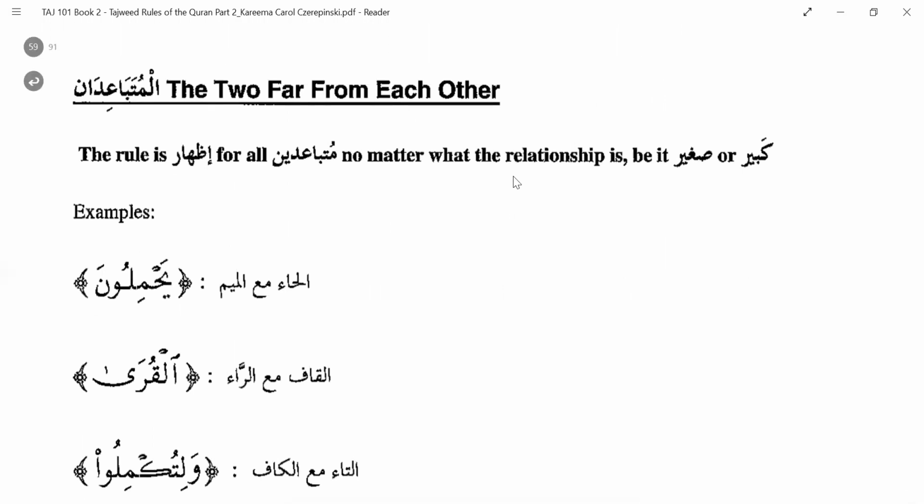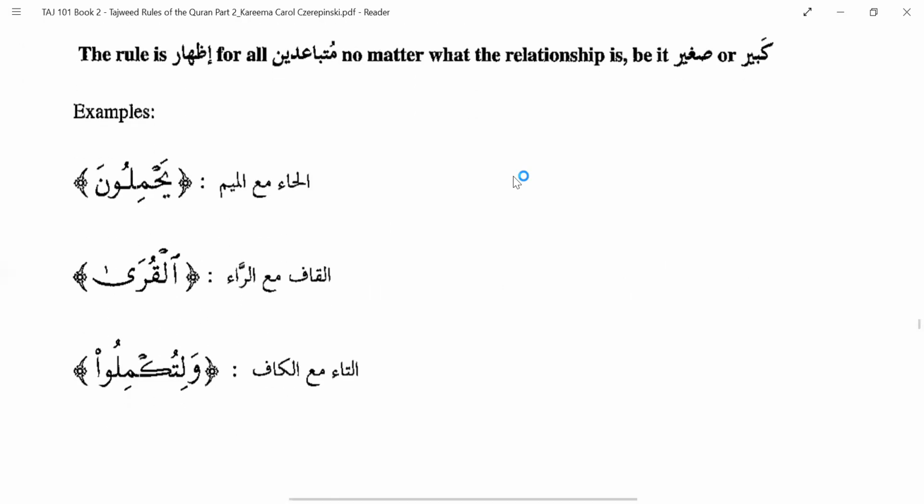The last is mutaba'idan. Now for mutaba'idan, for all rules, whatever, saghir or kabir, the rule is izhar because they're very far away from each other. So the rule is izhar. Ha on mim yahmilun, al-qura. Everything is clearly recited. Al-izhar.